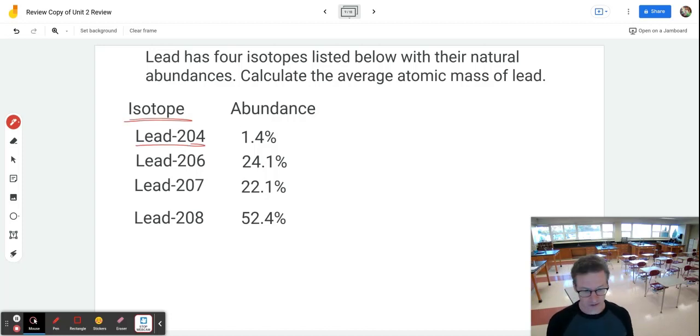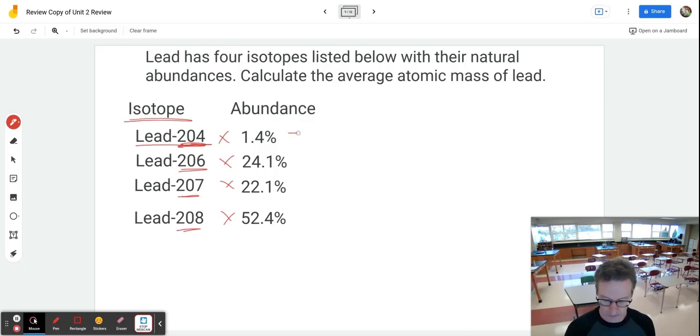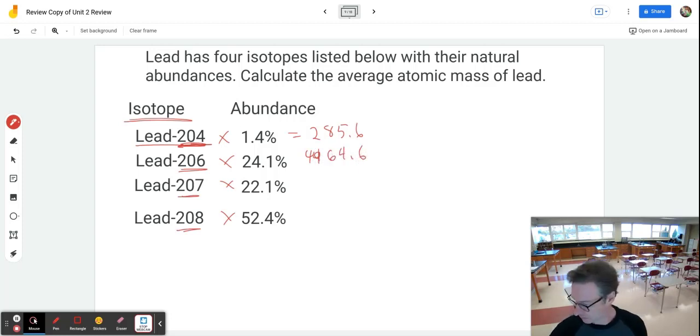Going back to the last question, to find the average atomic mass, you take the mass. When they're written like this, the number following the name is the mass of that isotope. Then you multiply it times its percent abundance. Okay, so in this case we have 285.6 for 4,000, 964.6.